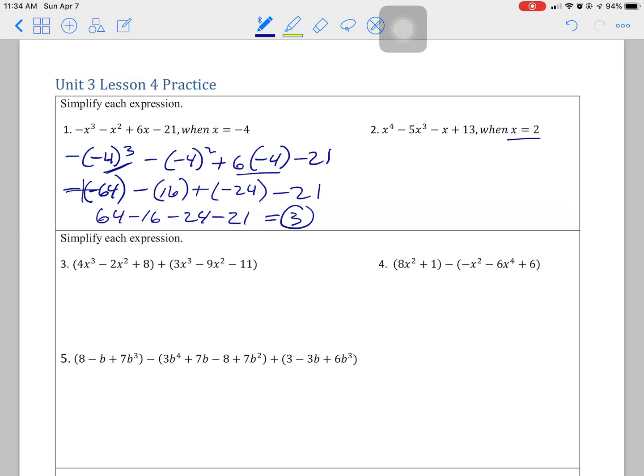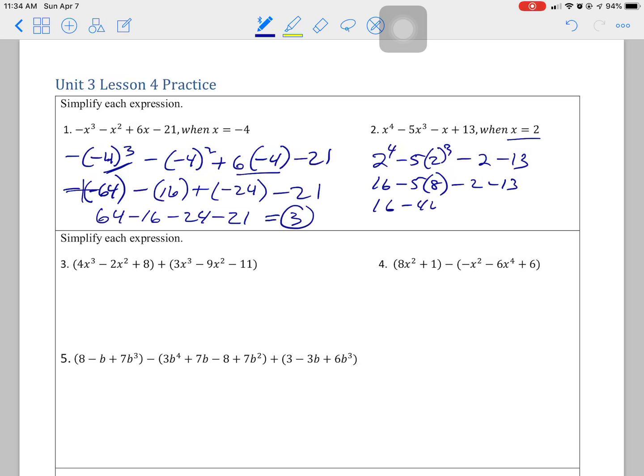This one says x is 2. 2 to the 4th power. 2 times 2 times 2 times 2 is 16. Minus 5 times 2 to the 3rd power, which is negative 5 times 8. Minus 2 minus 13.